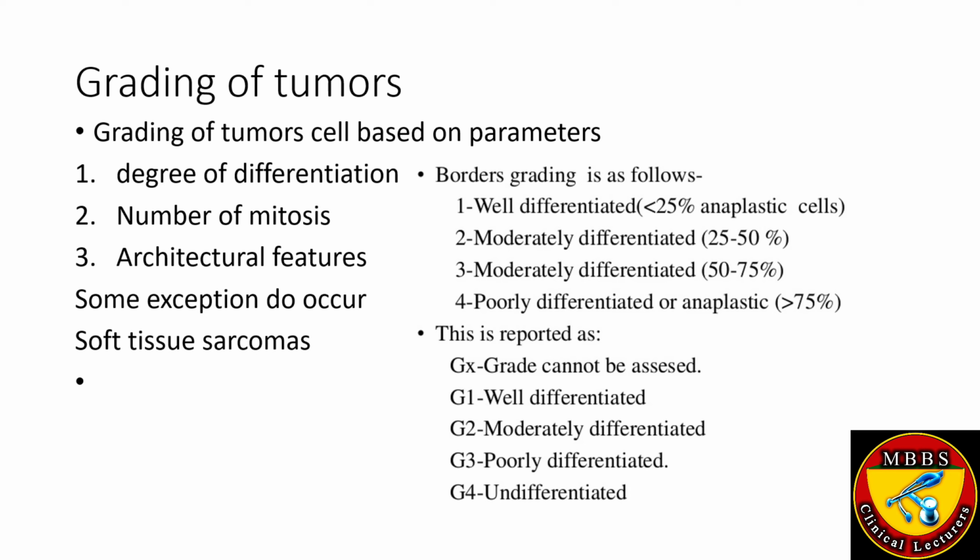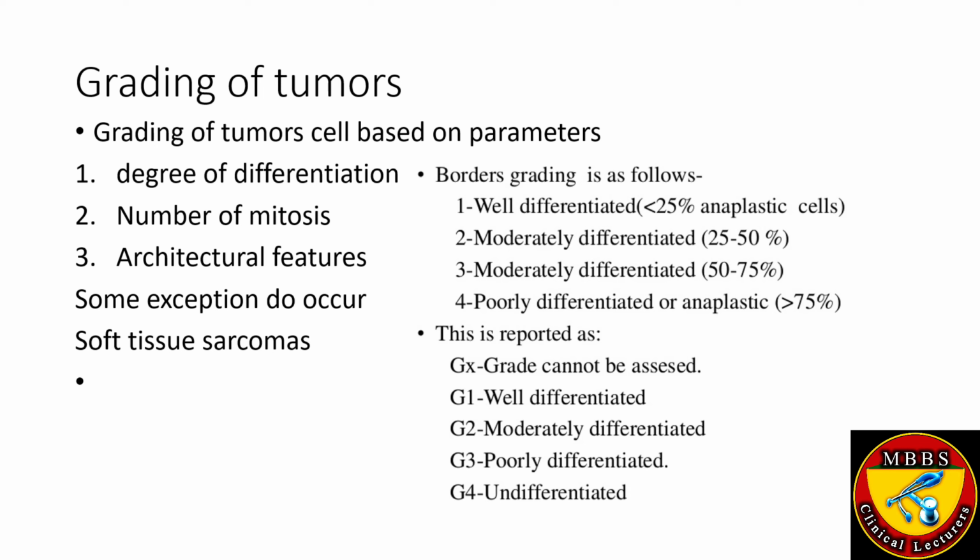And the histopathological report will show it as GX, meaning the grade cannot be assessed. This is usually in small biopsies or crush biopsies in which the histopathologist is unable to assign a grade. And the other category is G1, which is known as well differentiated. G2 is moderately differentiated, G3 is poorly differentiated, and G4 is undifferentiated.